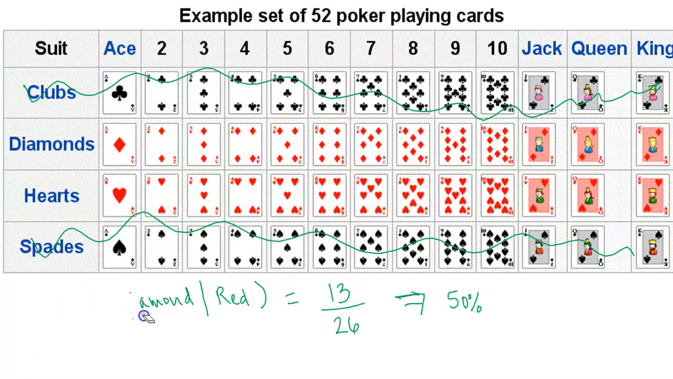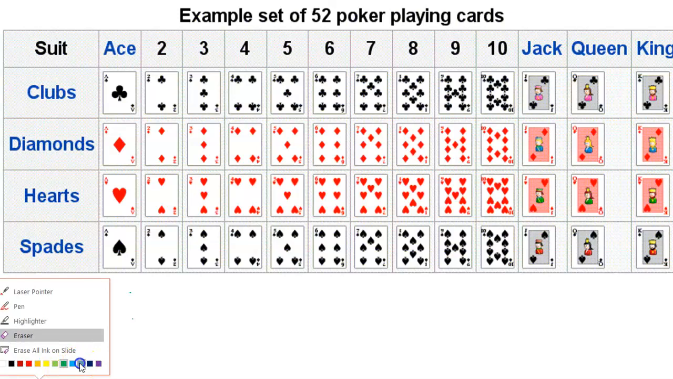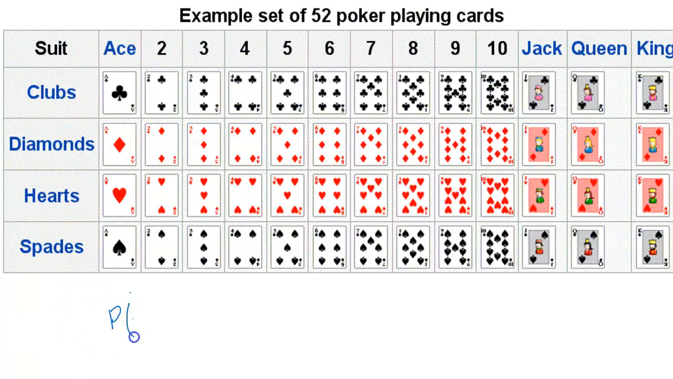All right, so what if we wanted to find the probability that the card is, sorry, one second. All right, so let's find the probability that the card is, let's say, a face card, given that it is a black card.